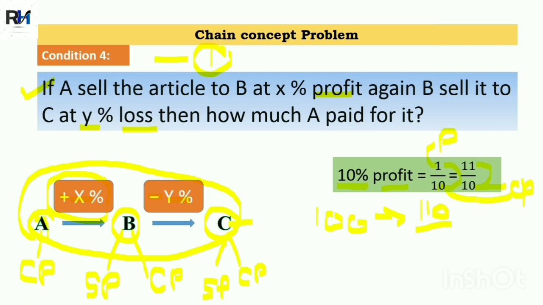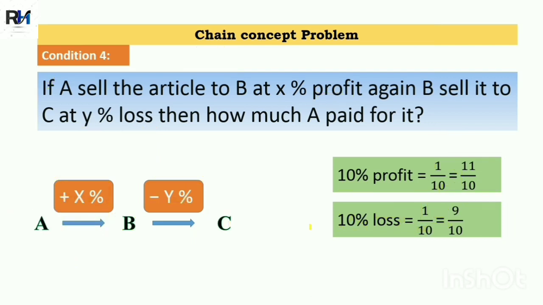Now we will move towards the loss condition. Let me rub it, please. Now here 10% loss is given. So firstly I have written it in the form of a fraction, that is 1 by 10. Now here the loss is given. In the previous condition we added 1 to 10 and got the value 11 by 10. But in this condition the loss is given, so I have to subtract 1 from 10, then I will get the answer, that is 9 by 10.